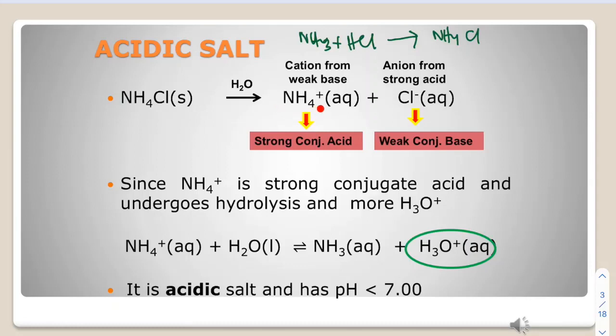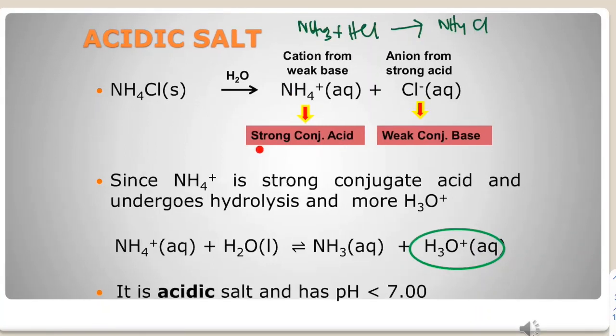Ammonium comes from a weak base, so it will be a strong conjugate acid. Look at their properties: when it comes from the weak one, it is a strong species. And then chloride comes from a strong acid, HCl, so chloride will be a weak conjugate base. So strong and weak, only the strong one, which is ammonium, will further hydrolyze. Since we know that this ammonium is a strong conjugate acid, it is an acid.